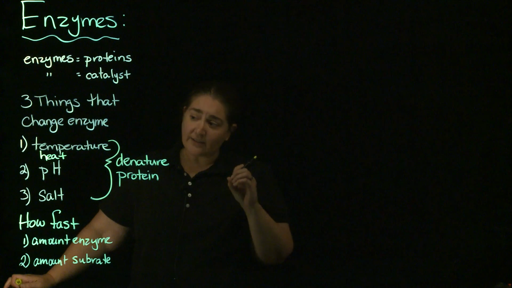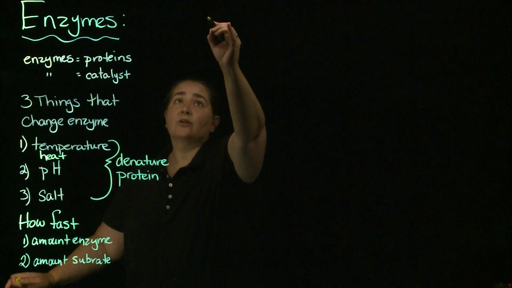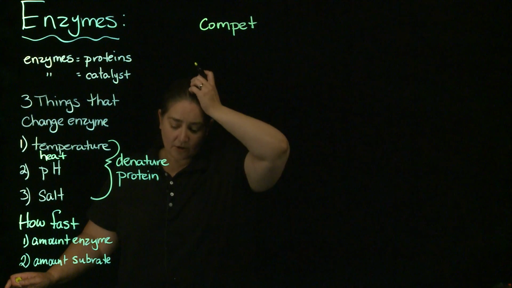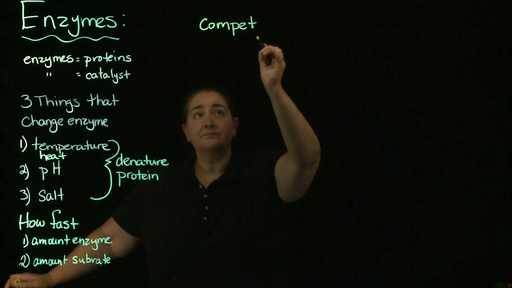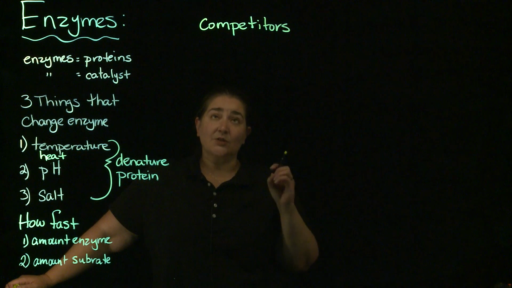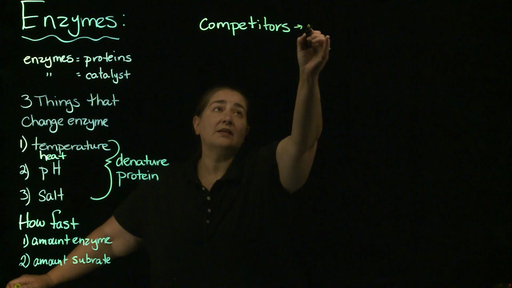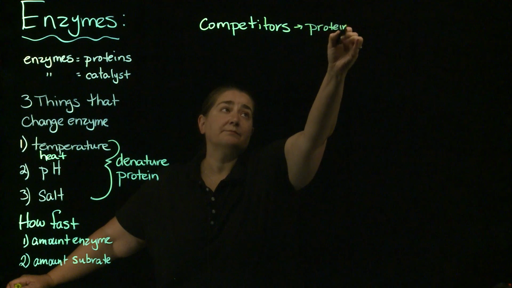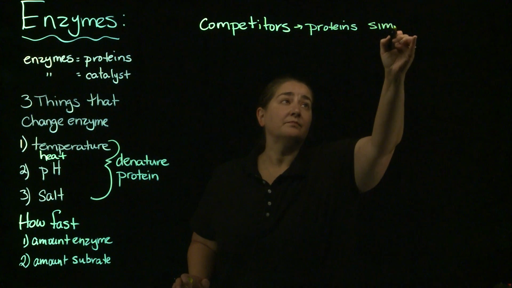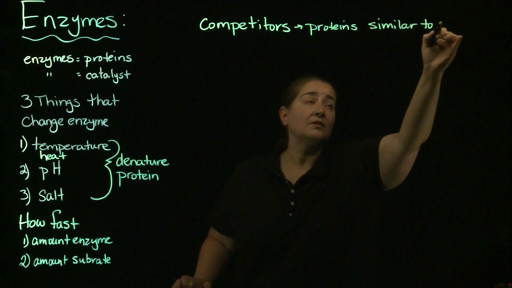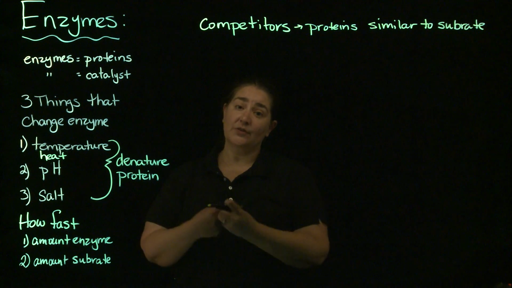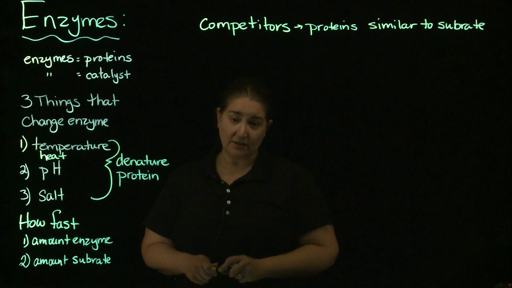The other factor that's going to impact how enzymes work is going to be competitors. In terms of competitors, these tend to be proteins. They tend to be similar to the substrate, and they interfere with the enzyme and the substrate interacting with each other.